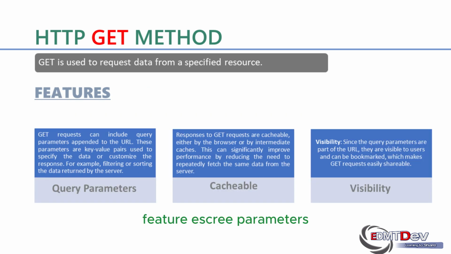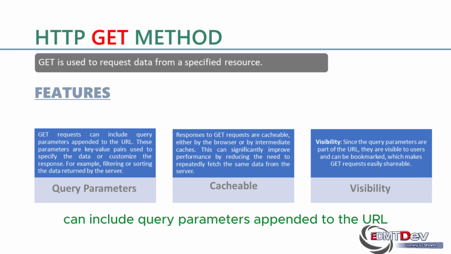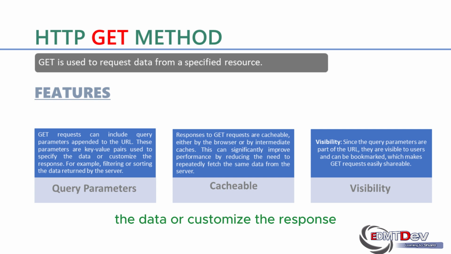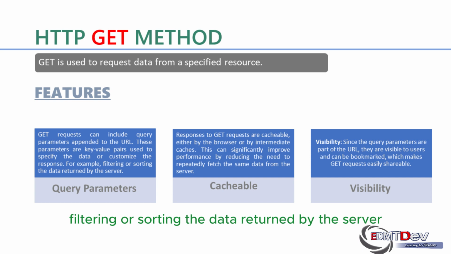Query parameters. GET requests can include query parameters appended to the URL. These parameters are key value pairs used to specify the data or customize the response. For example, filtering or sorting the data returned by the server.